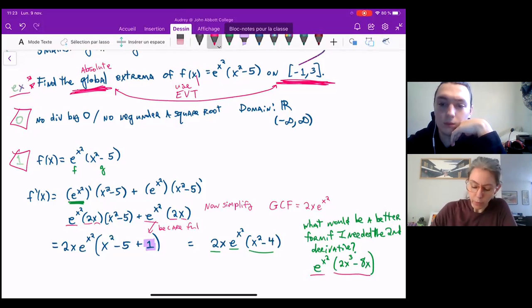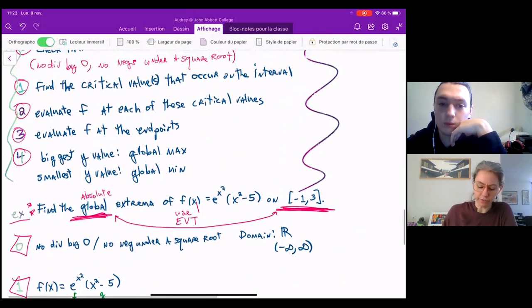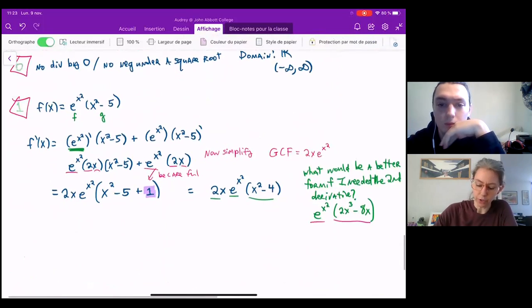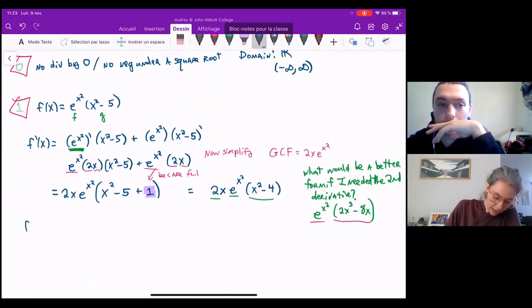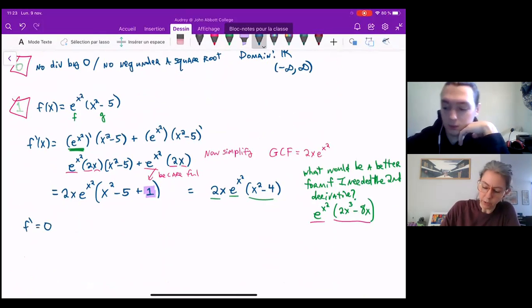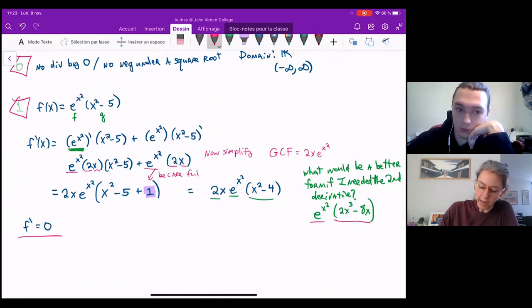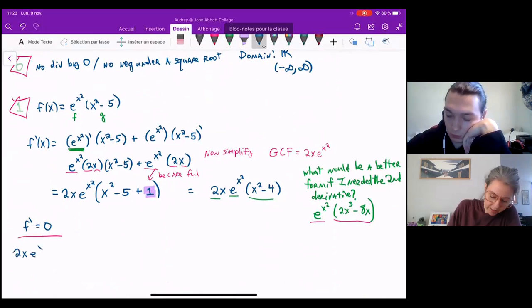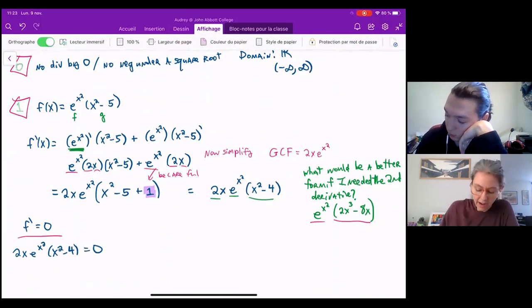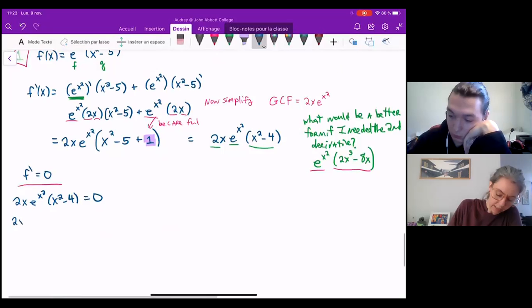Okay, so now we're still in step one. Remember, our step one here is to find the critical values that occur on the interval. So now I'm saying f prime is equal to 0. In this case, this is 2x e to the x squared times x squared minus 4 is equal to 0. And I'm taking each one of those things and setting them equal to 0 separately.